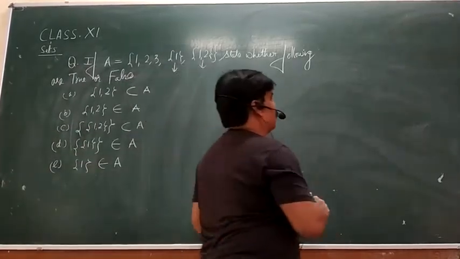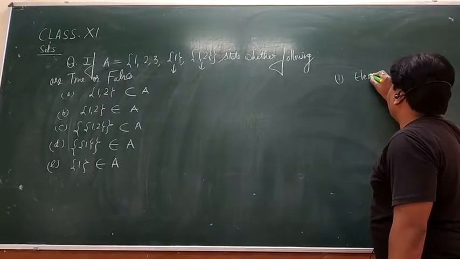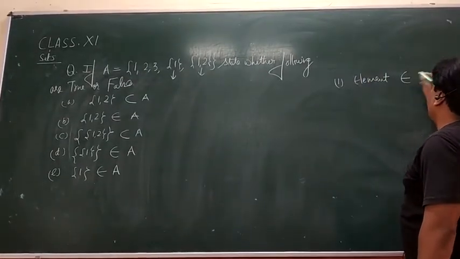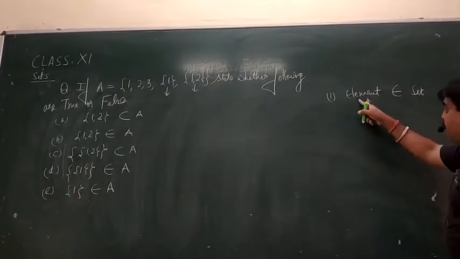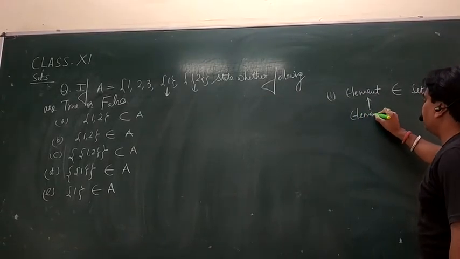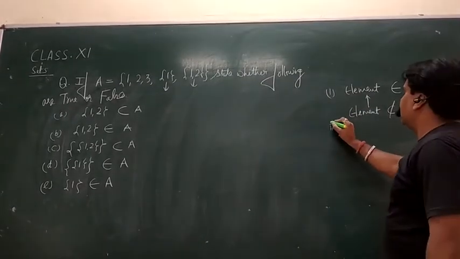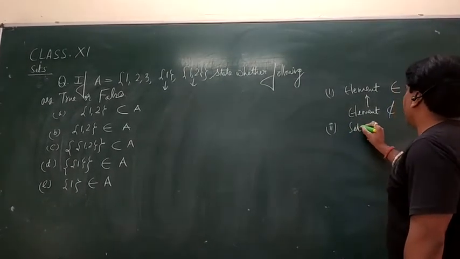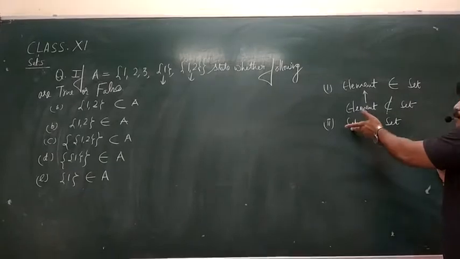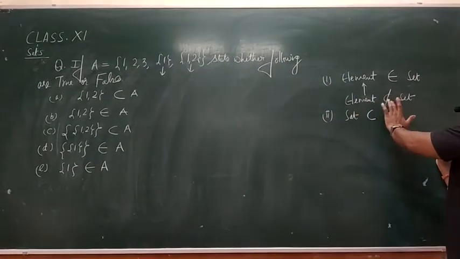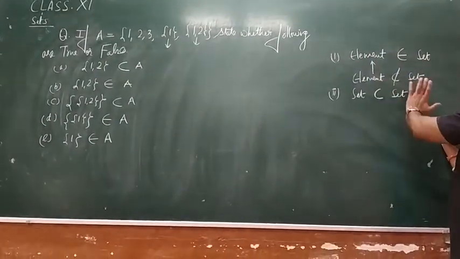So one important point is here. Remember, number one, elements belong to a set. Only the elements belong to a set. An element cannot be a subset of any set. Only a set can be a subset of a set. Set will be the subset of a set, but the element cannot be the subset of a set. So keep these things in mind.